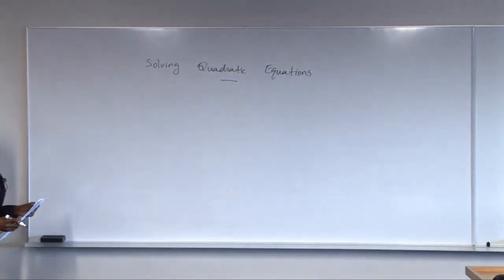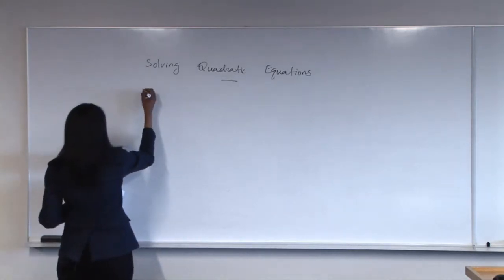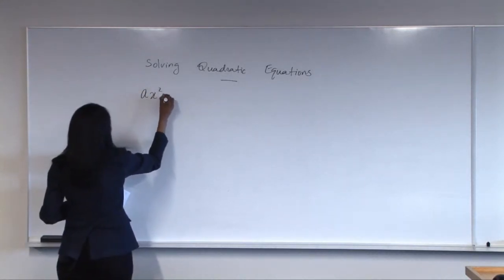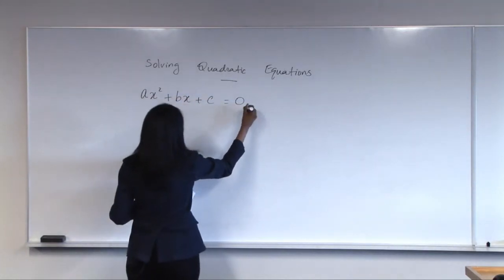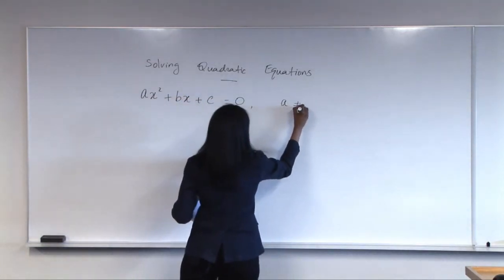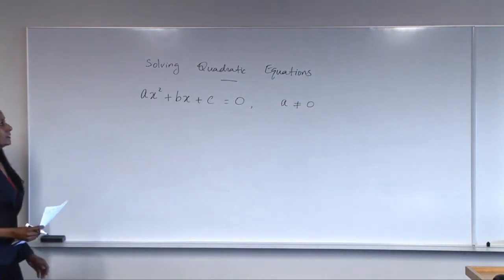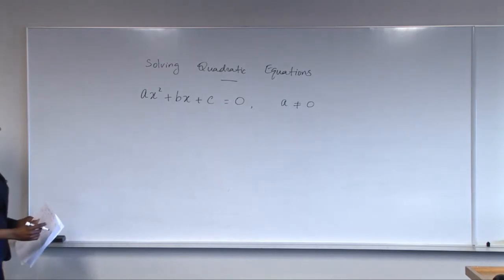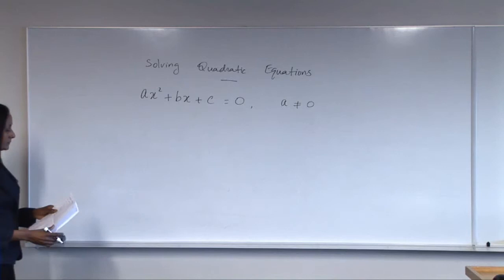All of you know what a quadratic equation is. So the quadratic equation is ax squared plus bx plus c is equal to 0, where a is not equal to 0. A, b, c are all real numbers. So this is the general form of a quadratic equation.